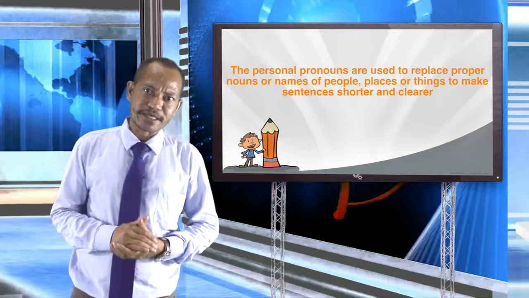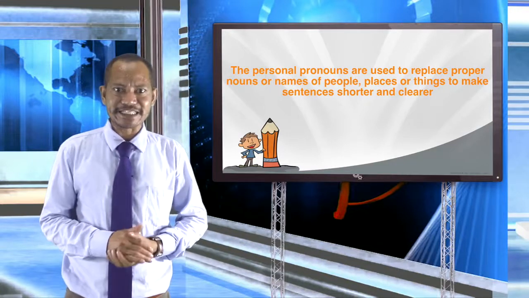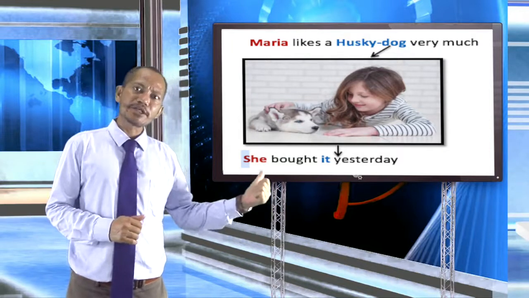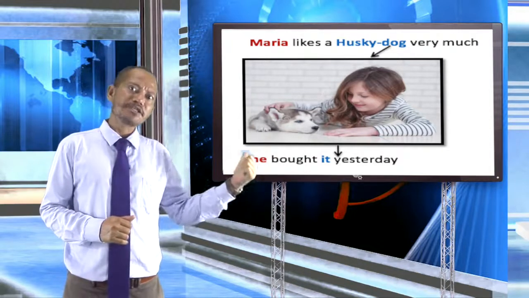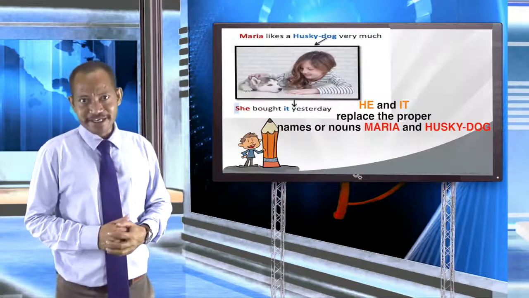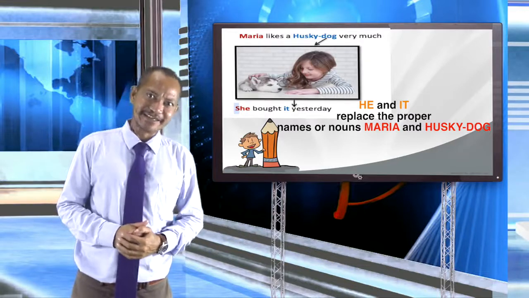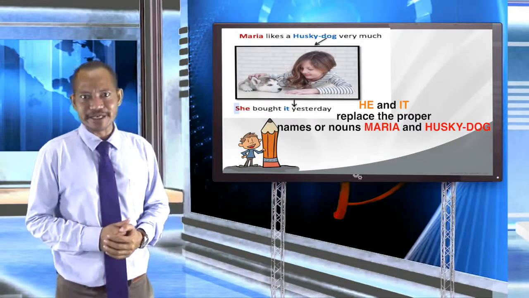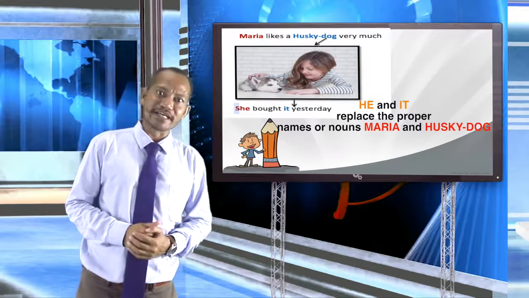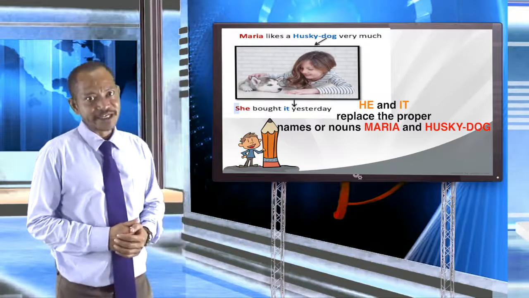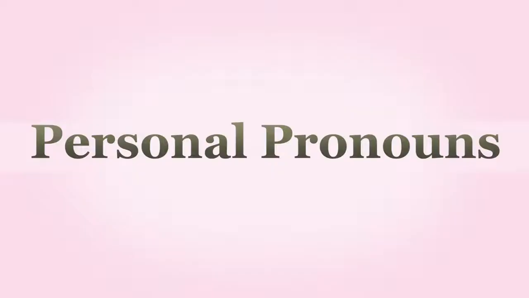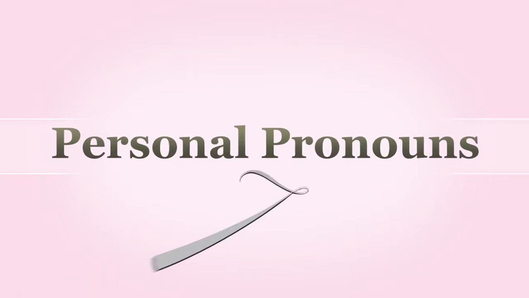Please take a closer look at these two example sentences and repeat after me. Maria likes a husky dog very much. She bought it yesterday. The highlighted words she and it, in the second sentence, replace the proper names or nouns like Maria and the husky dog, as shown in the first sentence, and again they are called personal pronouns.